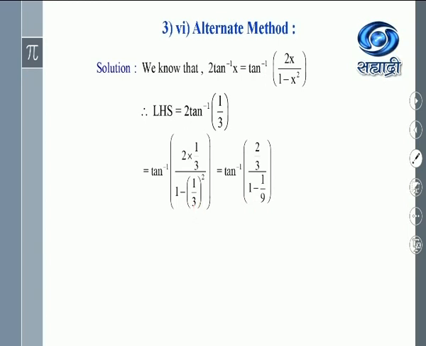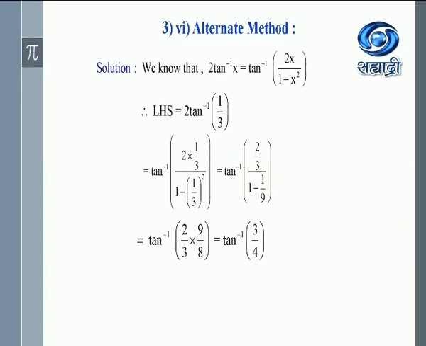Simplify, this is 1 minus 1 upon 9, which is equal to tan inverse of 2 by 3 multiplied by 9 by 8. If you simplify the denominator, you will get 9 minus 1 upon 9, that is 8 upon 9, and that becomes 9 by 8 after simplification. So 3 ones are 3 and 3 threes are 9, 2 ones are 2 and 2 fours are 8, and we have tan inverse of 3 by 4, which is nothing but RHS.